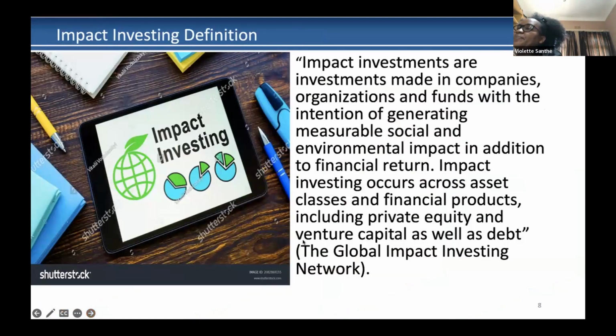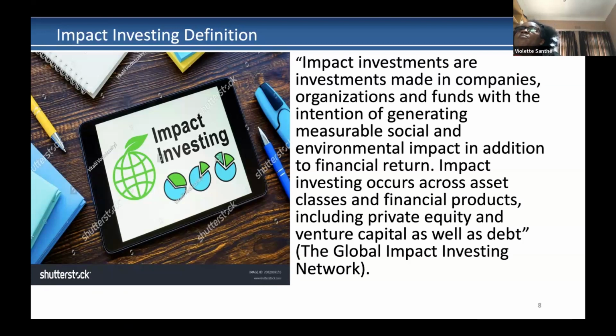Next slide, please. Now, I also want to share with you the definition of impact investing from the Global Impact Investing Network. According to GIIN, impact investments are investments made in companies, organizations, and funds with the intention of generating measurable social and environmental impact in addition to financial return. Impact investment occurs across asset classes and financial products, including private equity, venture capital, as well as debt.